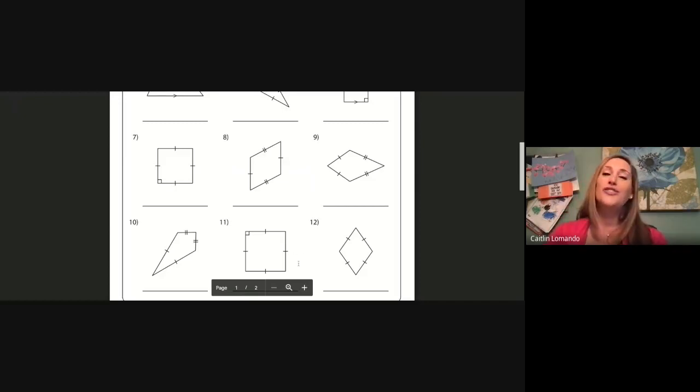Oh, I bet we all know the name of quadrilateral number 11. We've been seeing that one for a long time. Let's pause and discuss. That is a square.